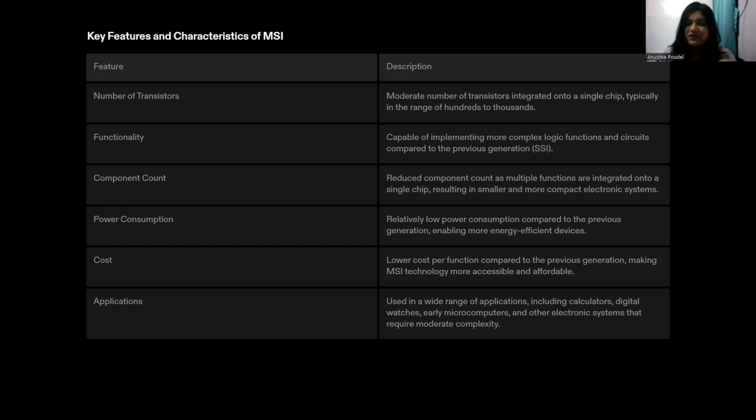Power consumption: relatively low compared to the previous generation, enabling more power efficient devices. The cost is less compared to the previous generation, which was manually integrated. In this one, we have better technology and it becomes more accessible and affordable. This is the trend with more and more development: over the years the pricing reduces and the efficiency increases. The applications are used in a wide range, including calculators, digital watches, early microcomputers, and other electronic systems that require moderate complexity.